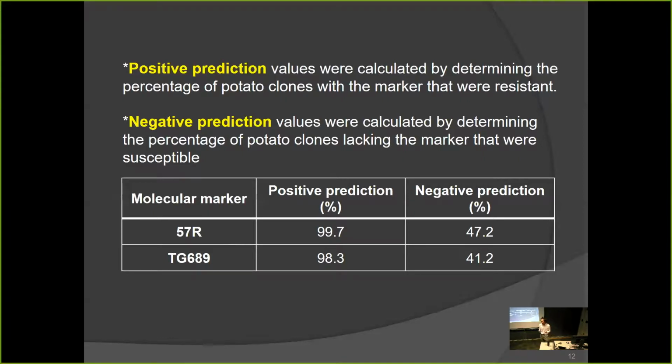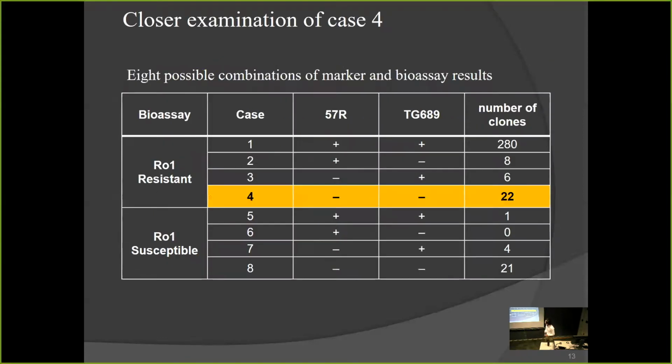So we conclude from this result that the two PCR markers, 57R and TG689, can be applied to the future Cornell breeding program. Okay, now let me go back to case 4 again. As you can see here, even though these clones are resistant, they show a negative response from the two PCR tests.